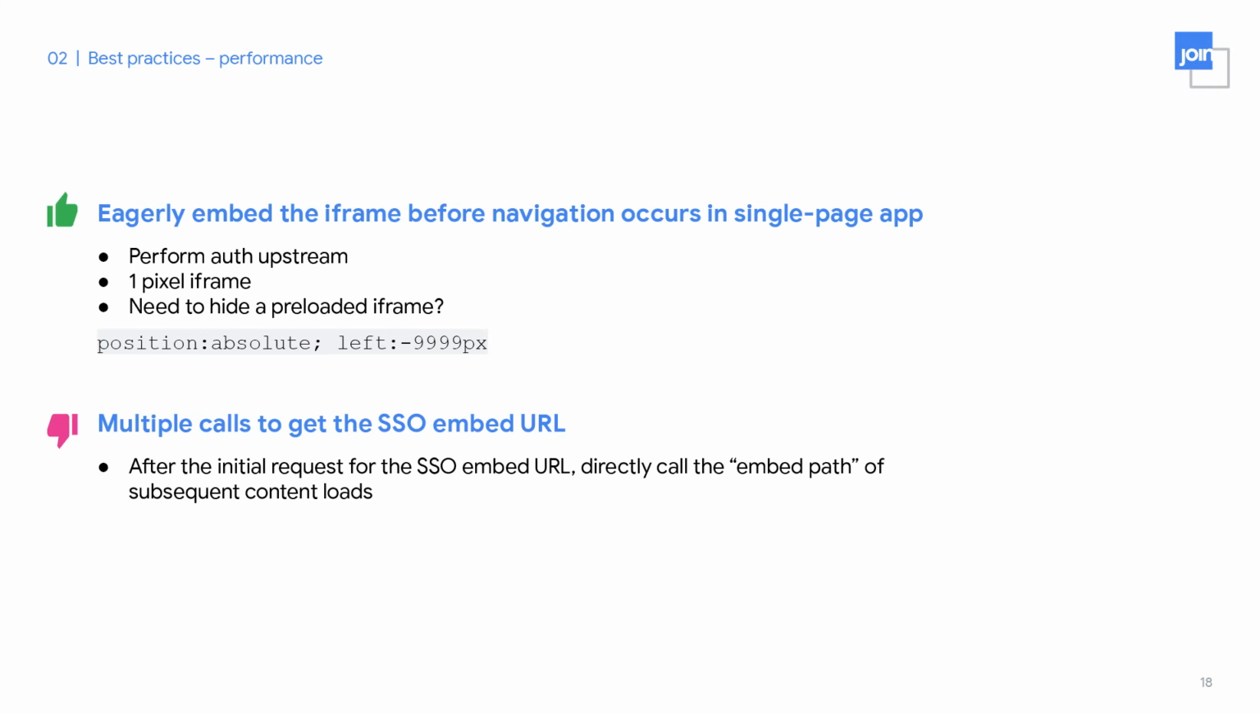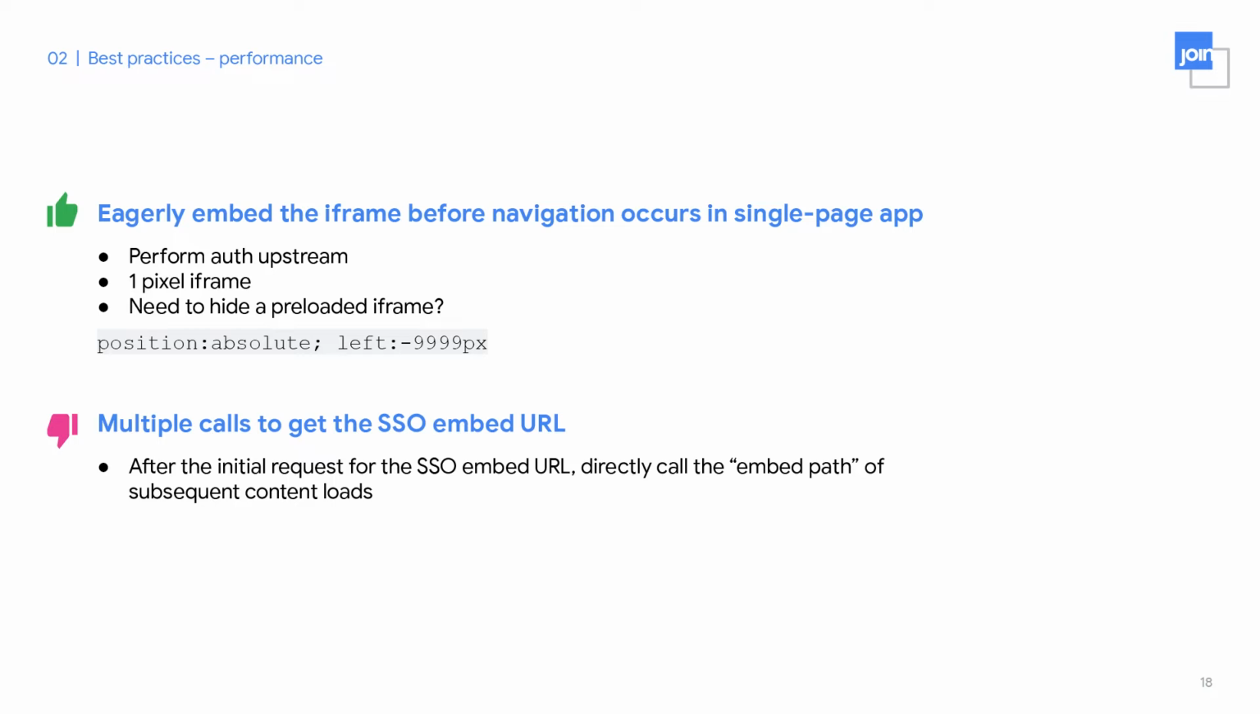A couple of other performance tips. We want to eagerly embed the iframe before navigation occurs in a single page app. If a user is partially loading the page in an SPA app, the parent application can eagerly embed the content before navigation occurs. Now remember, iframes shouldn't be moved around or removed and inserted from the DOM, as that will trigger a reload. A great way to do this is to use a 1-pixel iframe, again, somewhere upstream before you actually get to the page with analytics on it. And you keep that iframe potentially hidden.